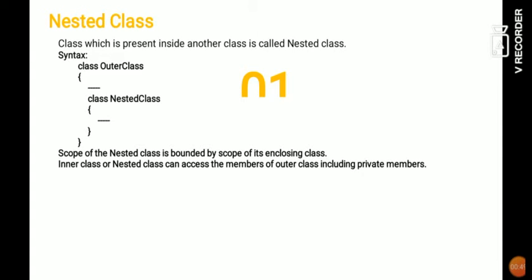The inner class or nested class can have accessibility to the members of the outer class, including the private members. But vice versa is not true. That means the outer class cannot access the members of the nested class directly.